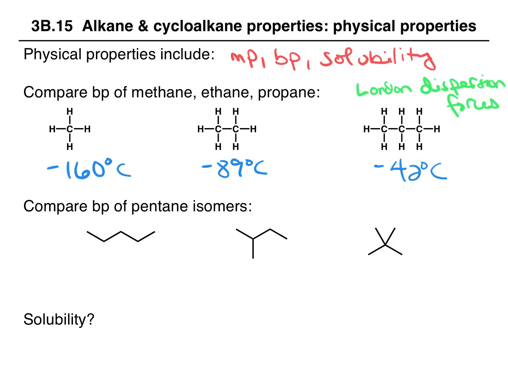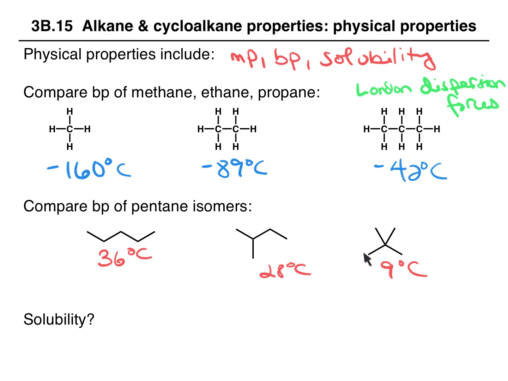Also keep in mind, if we look at the boiling points of the pentane isomers, this one has a boiling point of 36 degrees Celsius, 28, and 9 degrees Celsius. So all of these have the same molecular weight. They're all C5H12, but now we have a difference in surface area. So this one is more spread out. There's going to be the most room for induced dipole interactions between one molecule of pentane and another molecule of pentane. Here, it's a little bit more compact, and here it's even more compact.